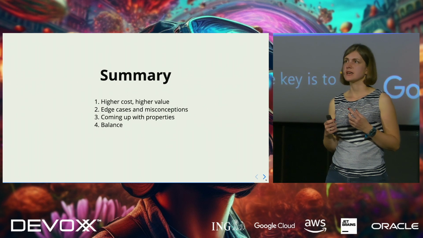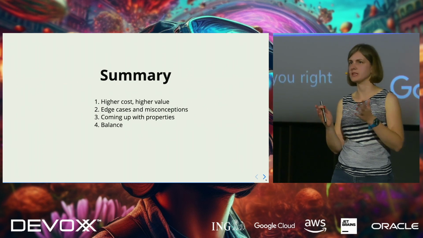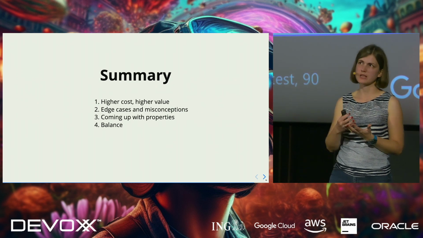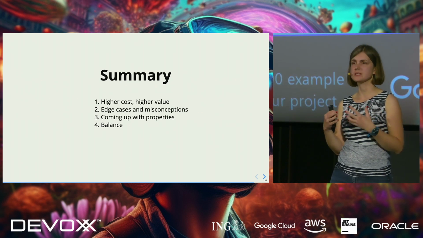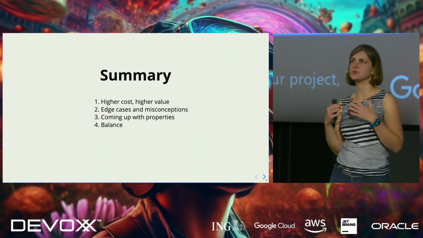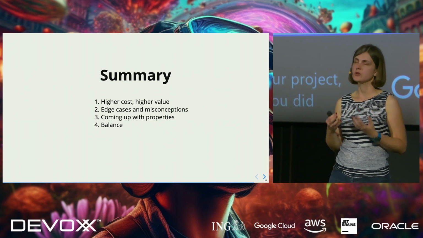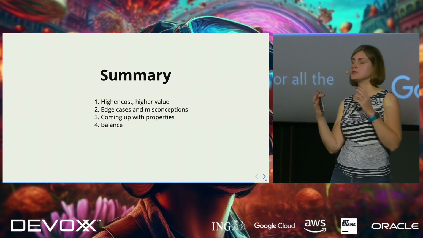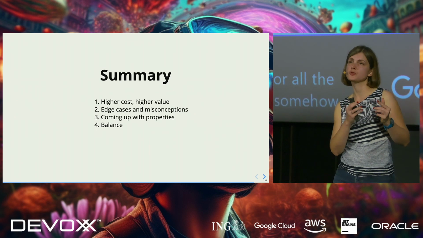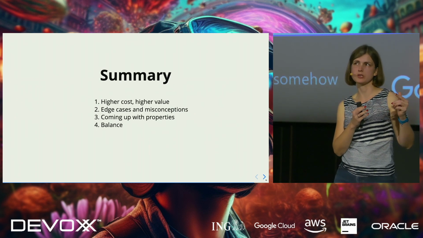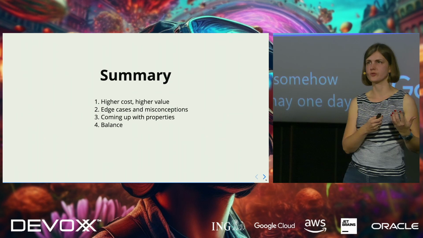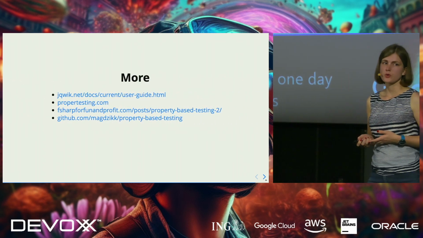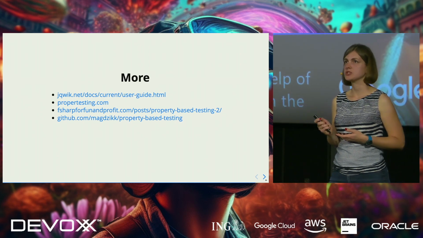I cannot tell you right now that everybody should have 10% property-based tests and 90% example-based tests, but if you find the right balance for your project, which makes sense for you, then you know that you did everything you could to make your code correct for all the edge cases you already know about, and you are somehow insured against the edge cases which the library may one day uncover for you with the help of property-based tests.